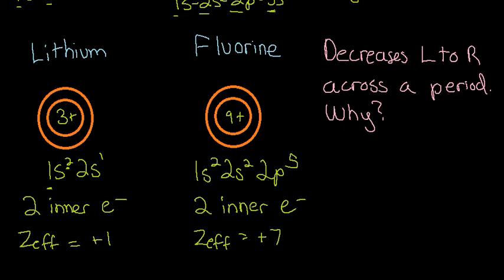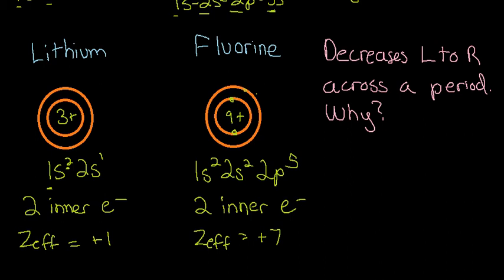Well, why would this make a difference? So basically these outer electrons in the fluorine atom are being contracted inward. The reason they're being contracted inward is because they're feeling a really strong positive charge, a really strong Z effective from the center. And that's what's going to cause fluorine to effectively be smaller.